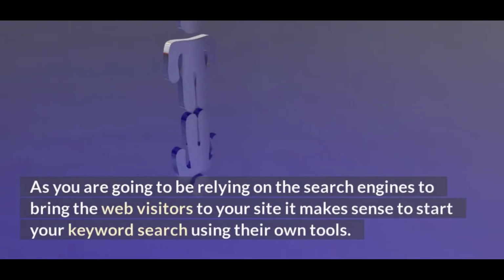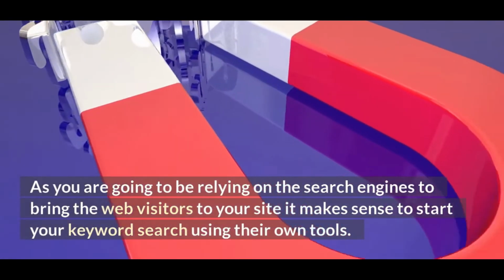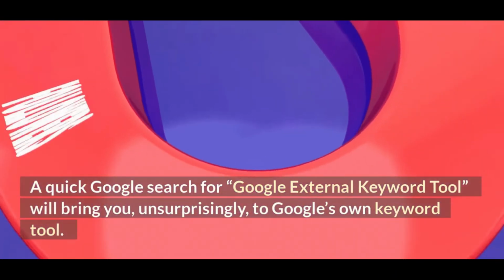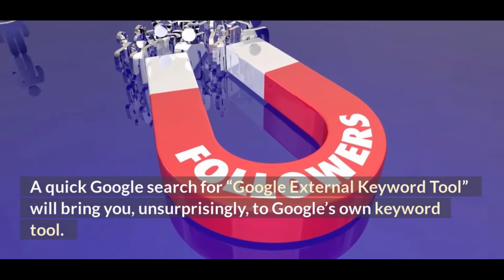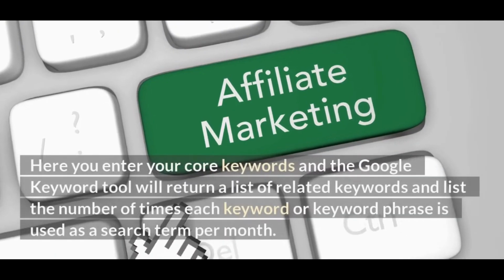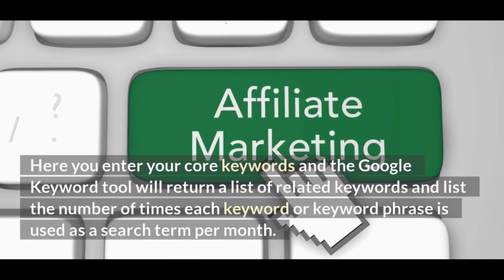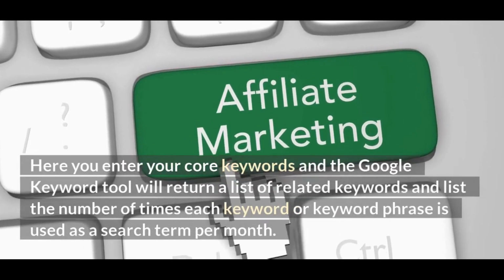As you are going to be relying on the search engines to bring the web visitors to your site, it makes sense to start your keyword search using their own tools. A quick Google search for Google external keyword tool will bring you, unsurprisingly, to Google's own keyword tool. Here you enter your core keywords and the Google keyword tool will return a list of related keywords and list the number of times each keyword or keyword phrase is used as a search term per month.